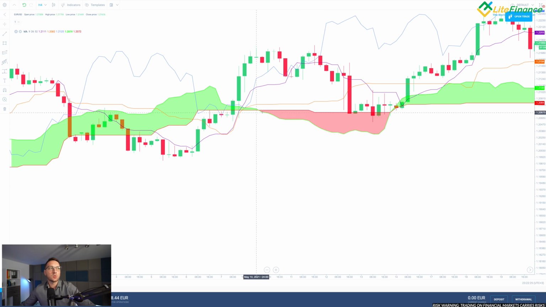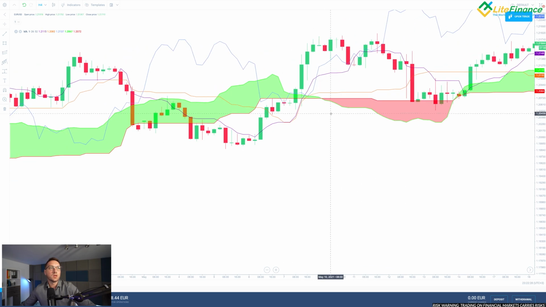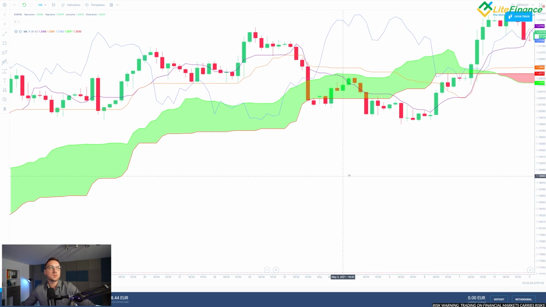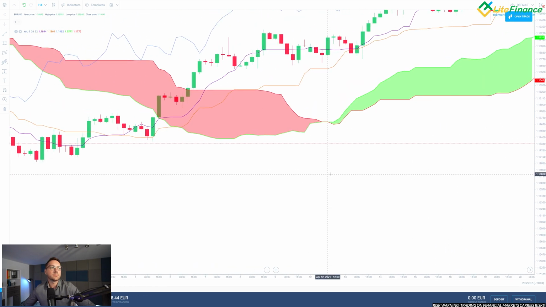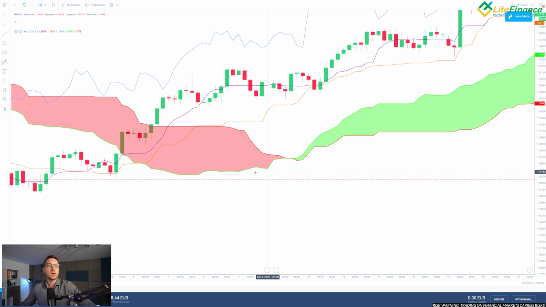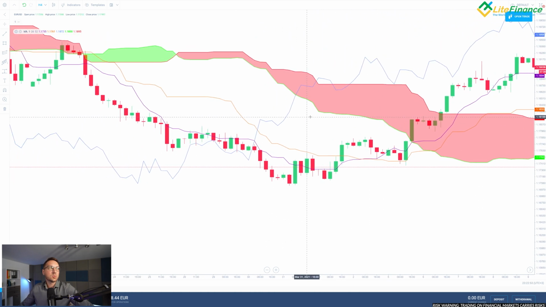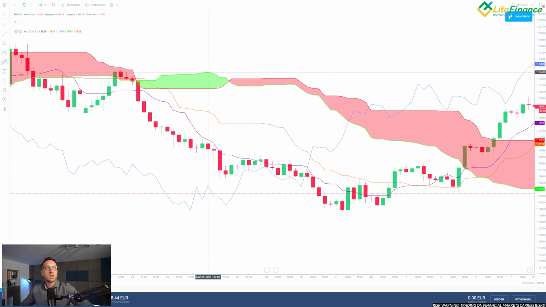Another thing is how we can use the Kumo Cloud without the lines even: when we have the crossover on the cloud, which is basically when the span A crosses the span B. This suggests signals, which means, for example, if we have a situation like here, that the span A crosses span B to the upside and the price is above the cloud, it suggests the buy signal. When we have the opposite situation, like here, when the span A crosses span B to the downside and the price is below the cloud, it suggests a short trade potential entry.